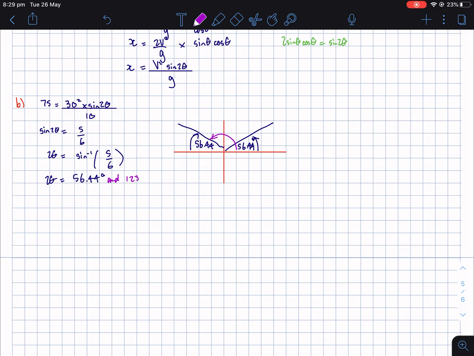So 123.56 degrees. Apparently they shot it off behind themselves. Yeah, technically we could have shot it that way or that way. Makes sense. Which means theta equals, I'm just going to halve these. This one came out as 61.8. And the other one came out as 28.2 degrees. Simple enough? Yeah.